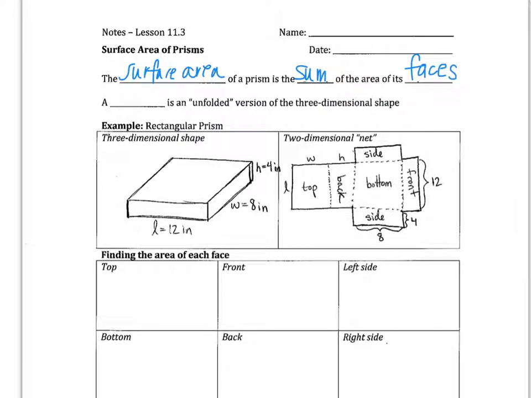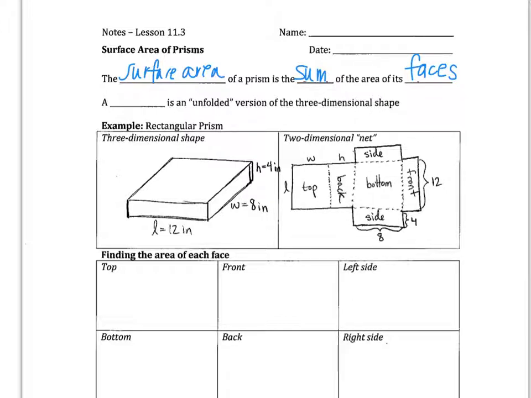If we take a look at this shape right here, and we take all of its faces, which are all the parts that we see, even the ones we don't on the back, and then on the bottom underneath, and we add those together, then that's going to be the surface area.